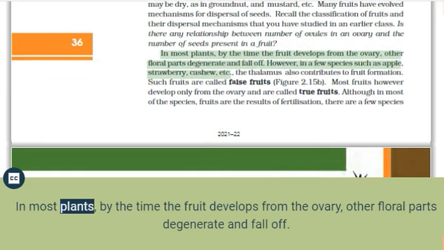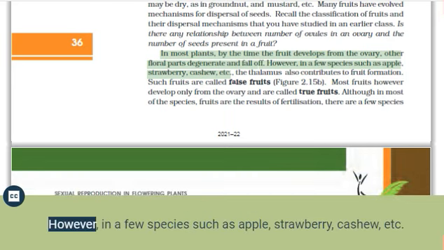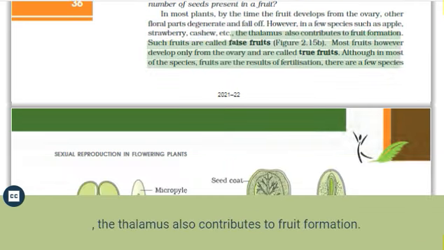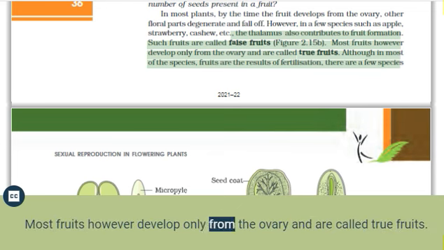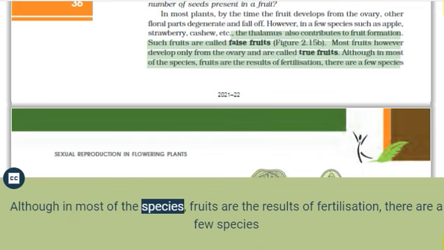In most plants, by the time the fruit develops from the ovary, other floral parts degenerate and fall off. However, in a few species such as apple, strawberry, cashew, etc., the thalamus also contributes to fruit formation. Such fruits are called false fruits. Most fruits, however, develop only from the ovary and are called true fruits. Although in most of the species, fruits are the results of fertilization, there are a few species.